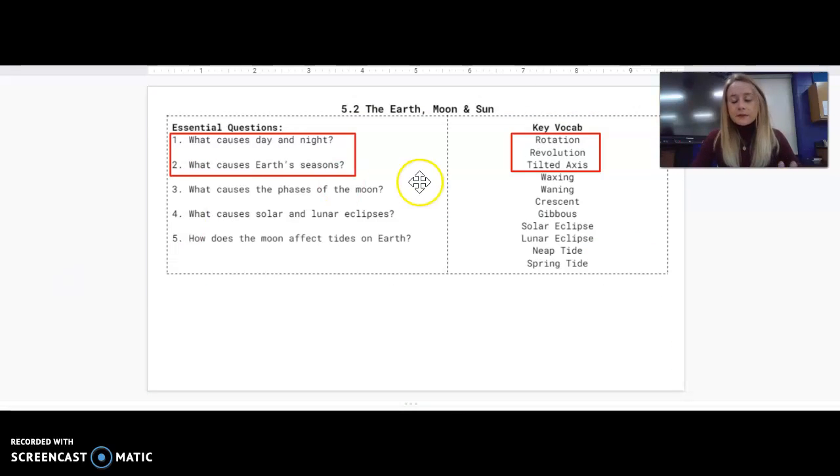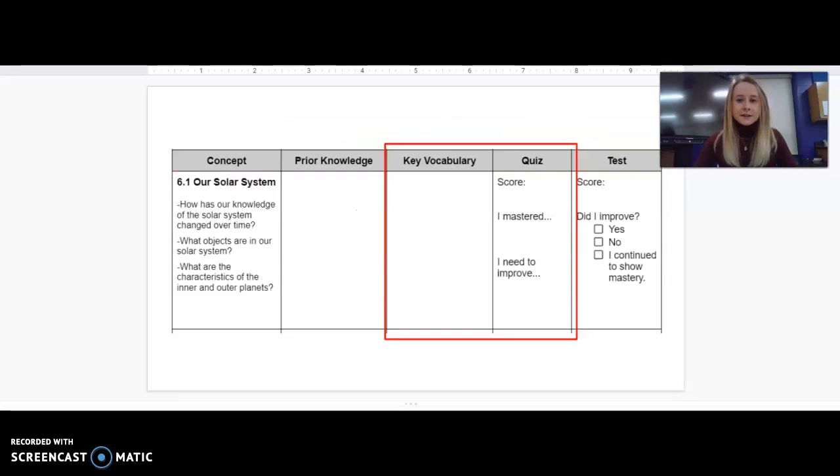Today, well, first of all, this is what we're learning this week. Today, we're focusing on the first two essential questions. And our key vocab words are rotation, revolution, and tilted axis.